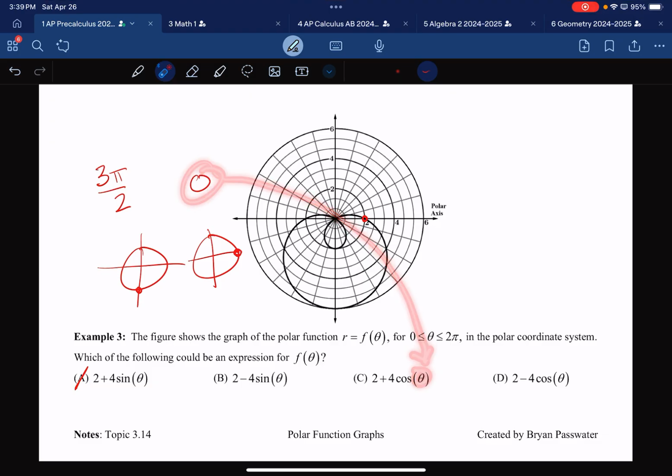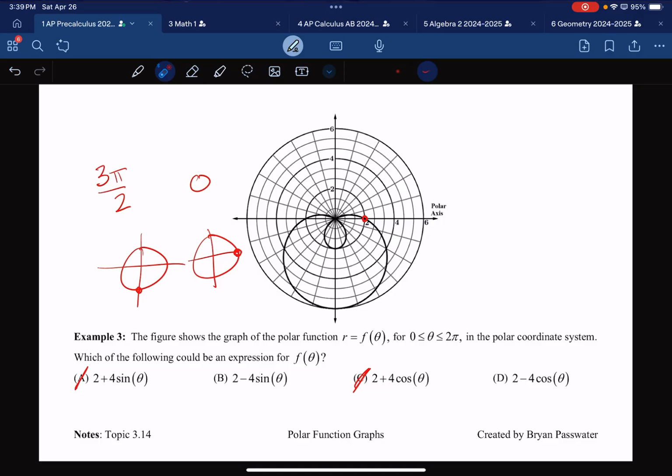Let's plug in 0 again to the next one. Cosine of 0, cosine is the x-coordinate. I've moved right 1, so cosine of 0 is 1. 1 times 4 is 4, and 4 plus 2 is 6. This whole value is 6, and I did not come out 6. I came out only 2. So now option C has been eliminated.